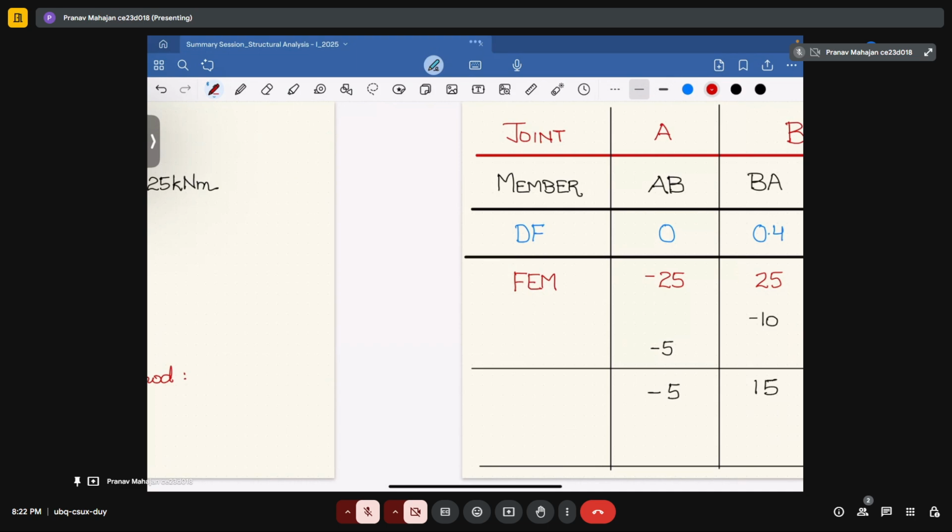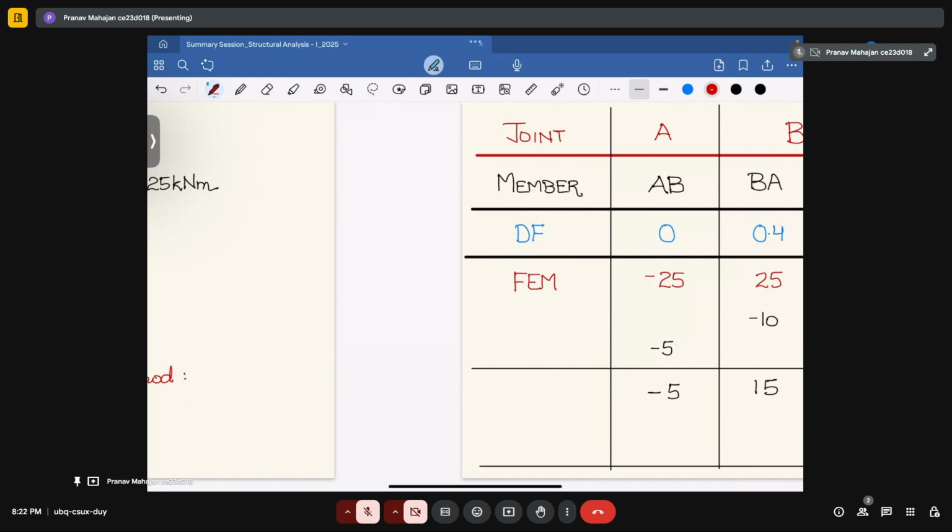So after writing all the distribution factors, we will write their corresponding fixed end moments. Now in this case, you can see at joint B, you are getting a not equal distribution of the fixed end moment in BA and BC. Then what you will do? You will divide this on the basis of their distribution factors.